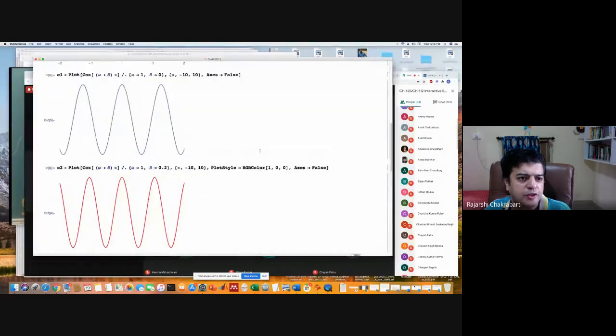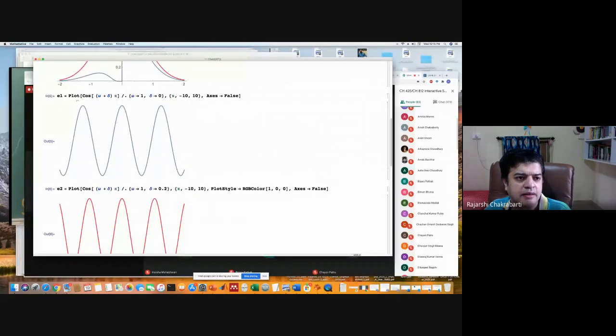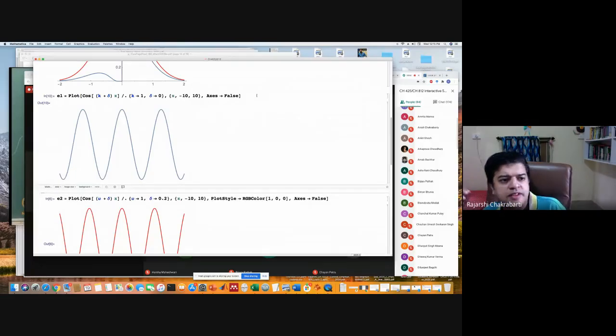So let us try to see. The idea is as follows. For example, I have a wave something like this, cos of kx. I could have called it omega, but if I want to call it k, let us call it kx. Okay, and if I create the wave, it is like this. It's a cosine function, isn't it? Can you see, all of you?